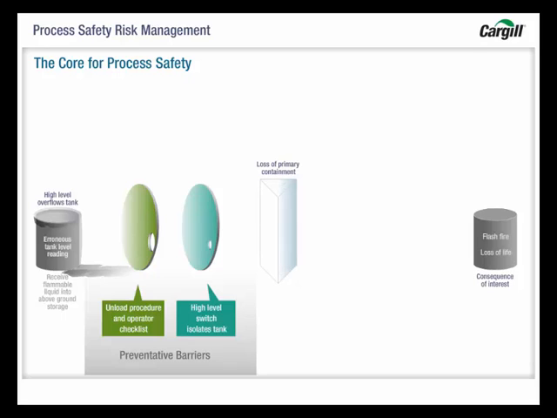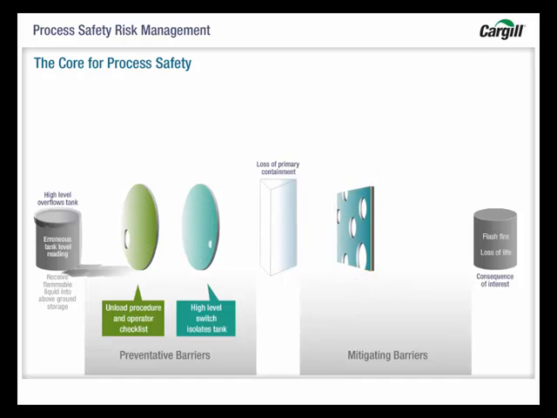The layers of protection we place between the loss of primary containment and the final consequence are called mitigating barriers. Mitigating barriers are designed to reduce the severity of the consequence of a release. Although these barriers stop the progression towards the fatality, these barriers still have a consequence, although less severe.